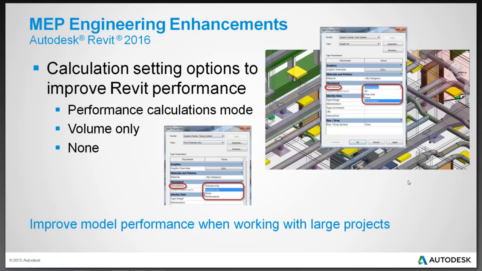There is a volume only setting that will improve Revit performance while working with large fire protection, vent, and other classification system types by turning off calculation of the volume parameter. In addition, projects upgraded to the 2016 platform will have this calculations parameter set to volume only for existing systems in which the calculations parameter was set to none. And again, the idea here is let's turn off calculations that you're not using to improve your model performance when working on larger projects where model performance will become an issue.